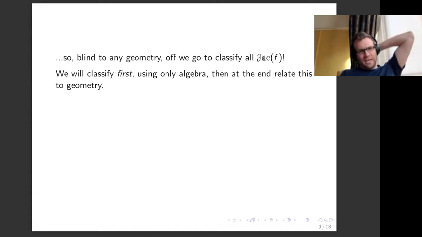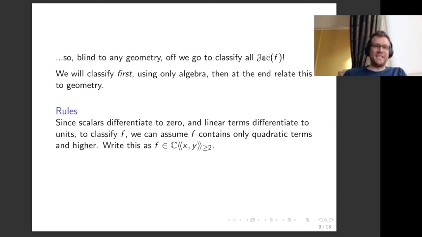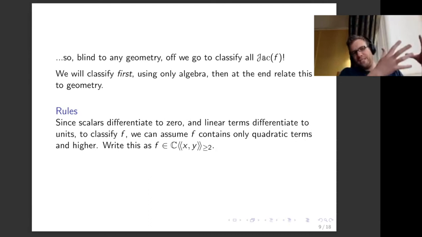And so some rules for the game. Scalars differentiate to zero, so you can just rule out scalars to begin with. Since we're complete local, if I have a linear term x or a linear term y, that differentiates to a unit, and so the Jacobi algebra is zero, and we like to think we understand the zero ring. So I can ignore those two cases, and I can assume my random choice of element contains only quadratic terms and higher. So x squared, xy, yx, x cubed y, etc. As a piece of notation, I'm going to write this as F is in the free algebra, or the completed version, with quadratic terms or higher.